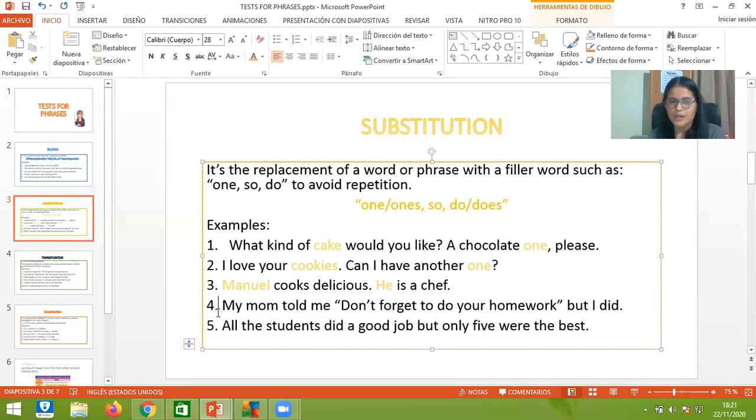The next: all the students did a good job, but only 5 were the best. So in this phrase, we use the word "only" to say that some students in this case were doing the best, not all.